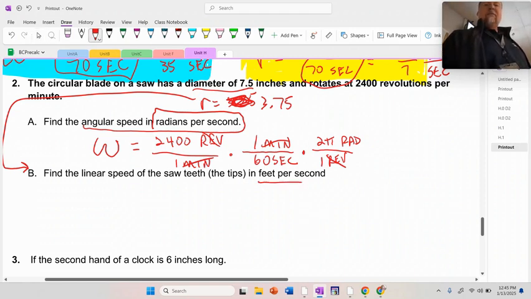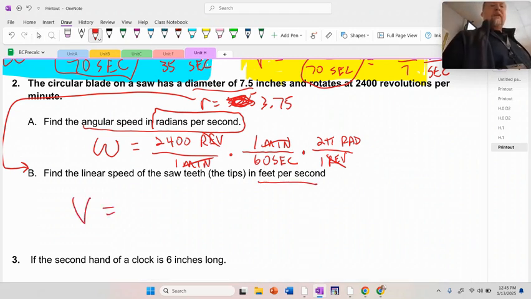All right, and then this is in feet per second. Let's just do this. v equals rw. This is already in radians per second.